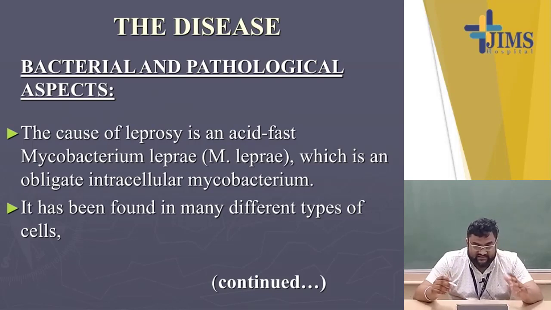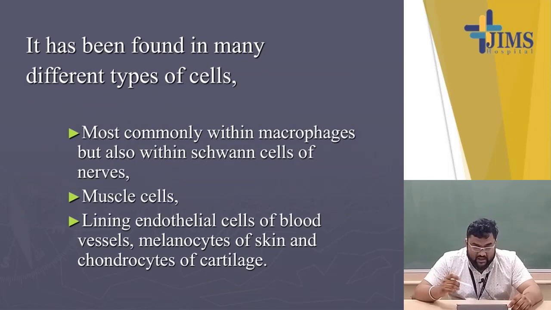What is the causative organism? It is Mycobacterium leprae, which is an obligate intracellular organism, mostly found in the macrophages, also within the Schwann cells of the nerves, and found also in the muscle cells, in the lining epithelial cells of the blood vessels, melanocytes of the skin and chondrocytes of cartilage.